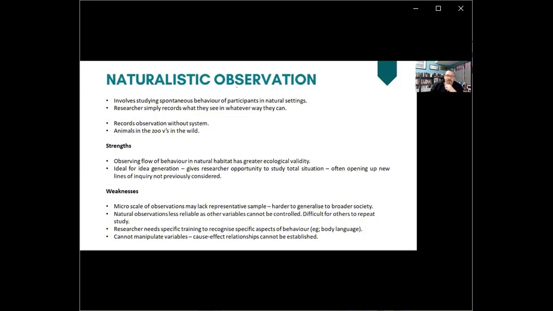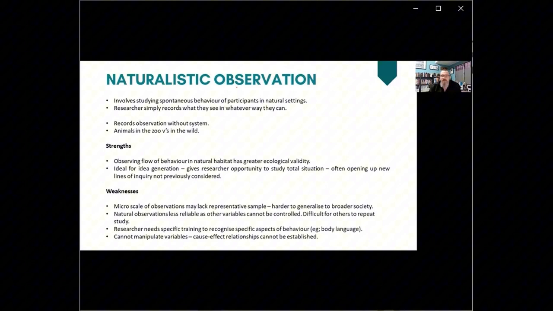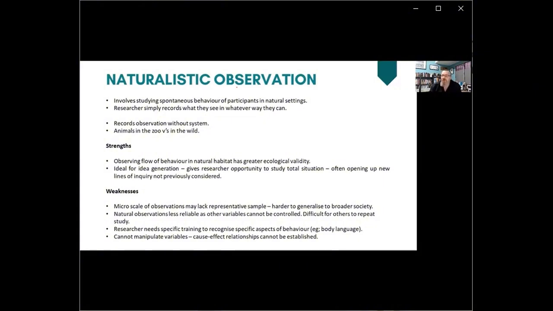It's certainly very difficult for others to repeat the study. They can undertake a similar set of observations, but the parameters are not necessarily going to be even closely resembling the experience that you have during your situation. The researcher certainly needs very specific training to recognize specific aspects of behavior.